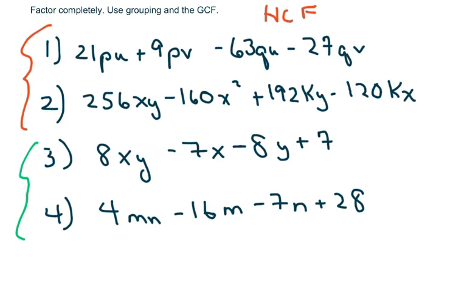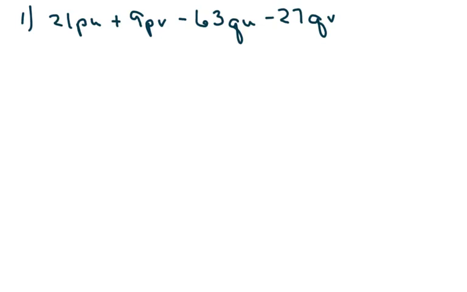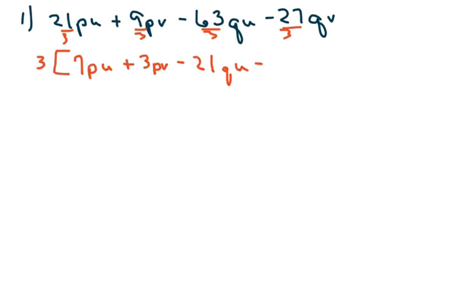We're going to start with number 1. The first step for number 1 is to pull out our highest common factor, our greatest common factor. In this case, my greatest common factor is 3, because I can divide each of these pieces by 3. So I'm going to pull out the 3 and rewrite this. We get 7PU plus 3PV minus 21QU minus 9QV. Then after that, you just factor normally by grouping.